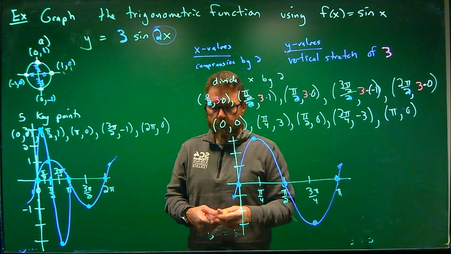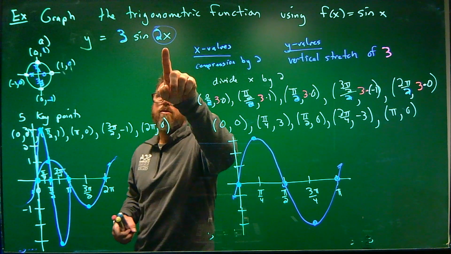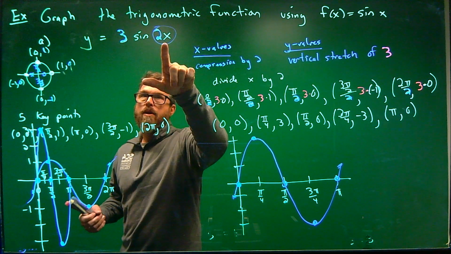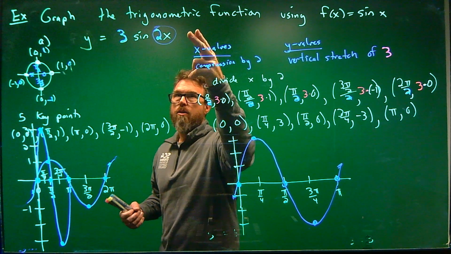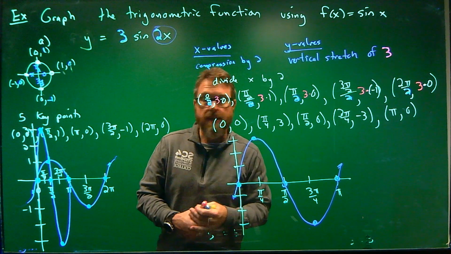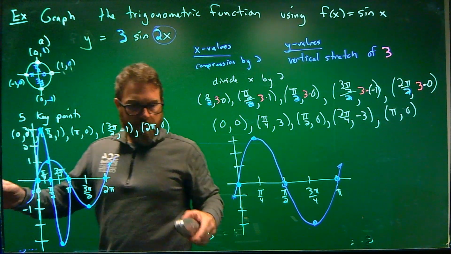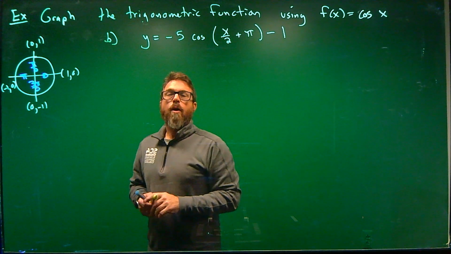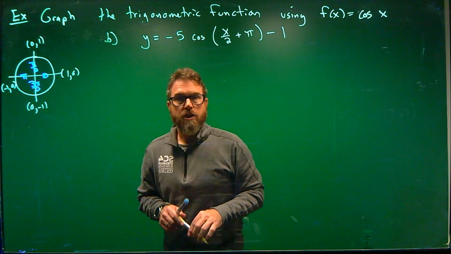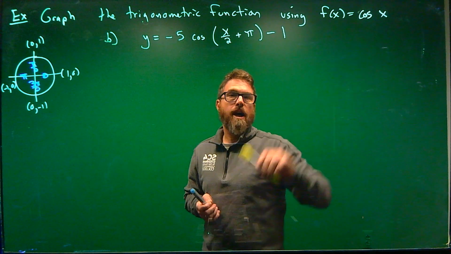So let's graph one that's slightly more difficult. What I want to do is also do a phase shift and also move this thing up and down as well. All right, here's our new function, but I'm also going to change the parent function. And instead of using the sine, I'm going to use the cosine.